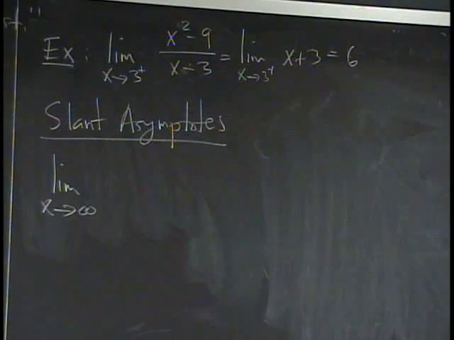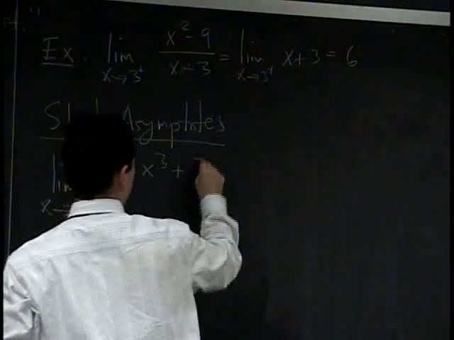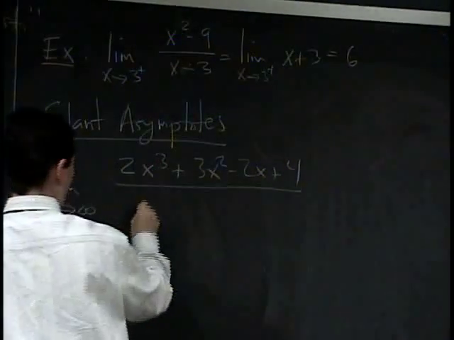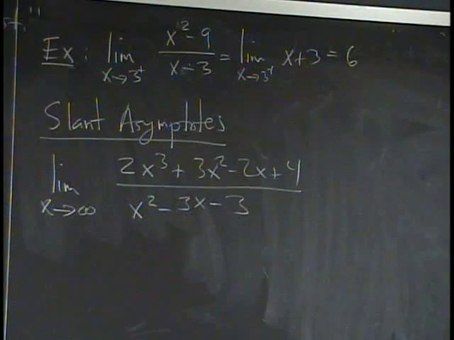Let's go x goes to infinity. Of course, everything will work on minus infinity as well. And let's write down a reasonable function, 2x cubed plus 3x squared minus 2x plus 4 over x squared minus 3x minus 3. What's the limit? Infinity. Does it have a horizontal asymptote? Does it have a vertical asymptote? Well, let's see. A vertical asymptote is always at a point. A here is not infinity.